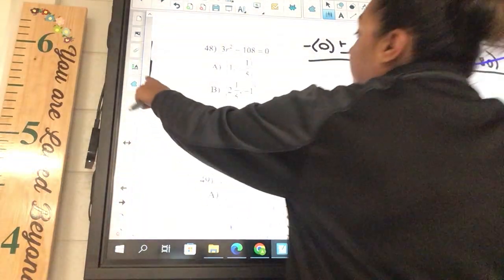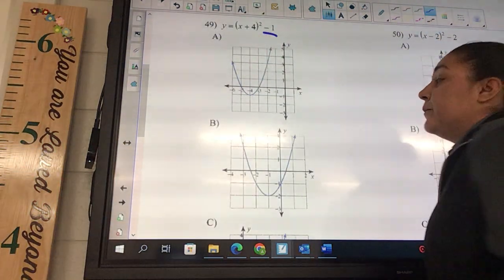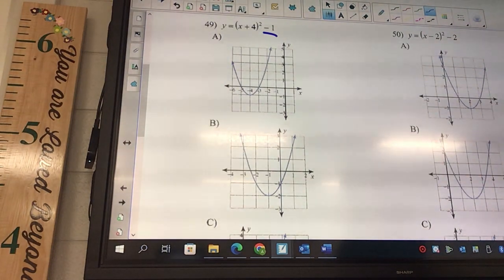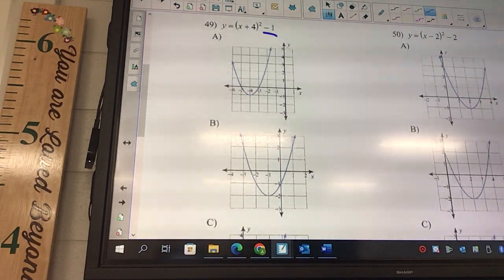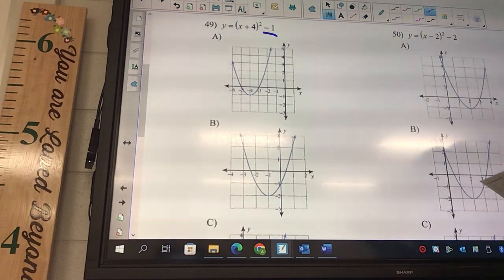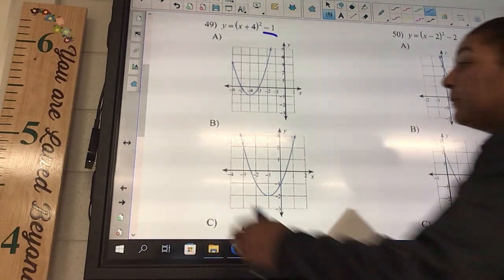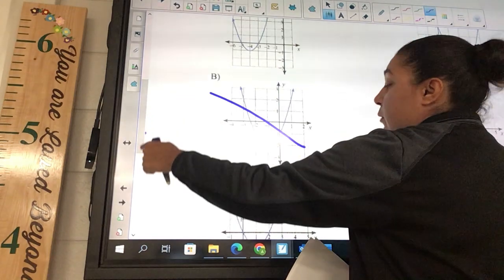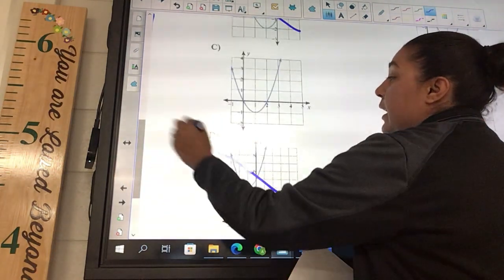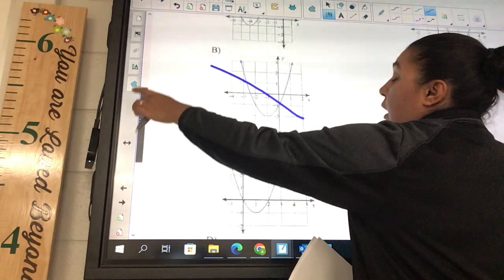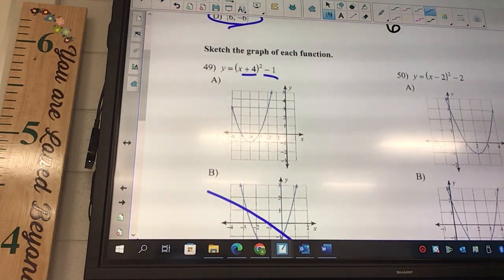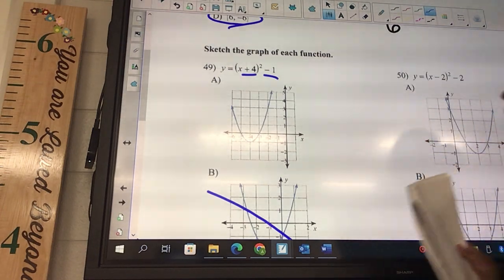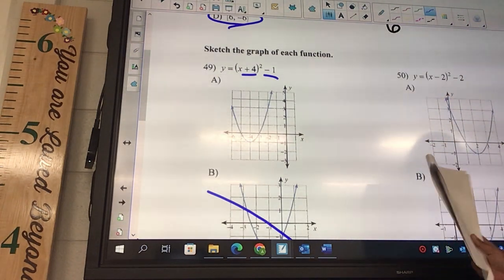Okay, 49. What does this minus 1 do? Goes down 1. Okay, what can we eliminate? Which one did not go down 1? You guys are gonna make this take all day. B did not go down 1. What else? D did not go down 1. Okay, and then what does this plus 4 do? It's gonna go over. I hate saying over, but over. Okay, and that'll help you eliminate.